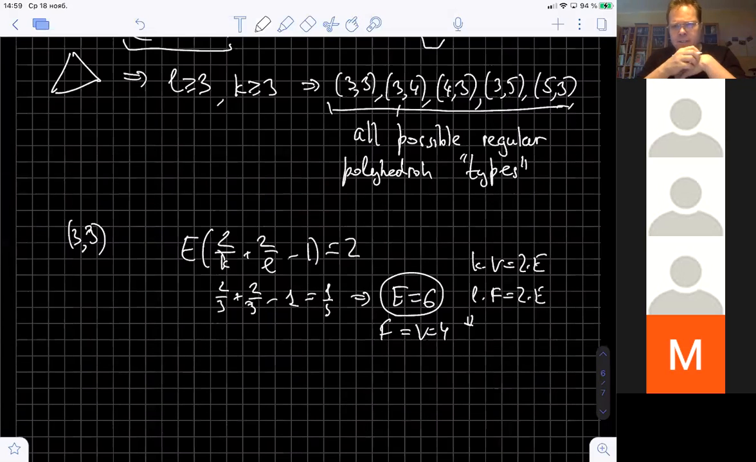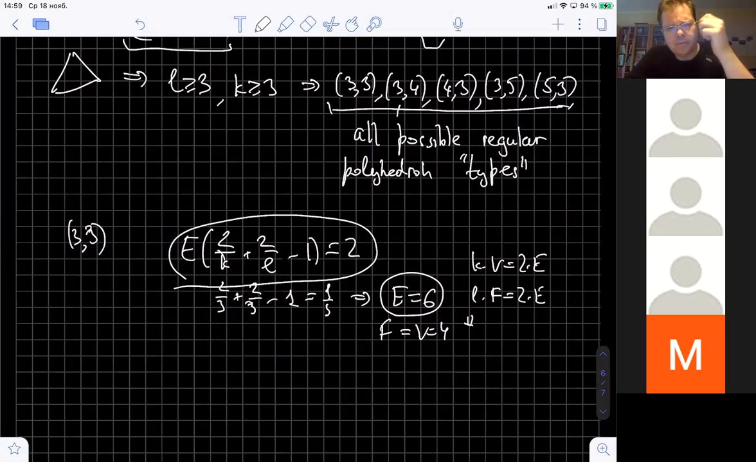And we can do the same for the other types of polyhedra. If we fix k and l, then we find e from this equation, and then we find V and F. And so we can classify those possible regular polyhedra.